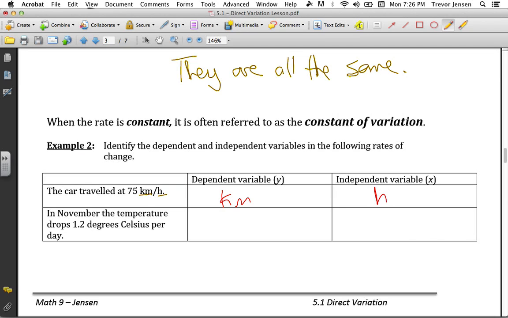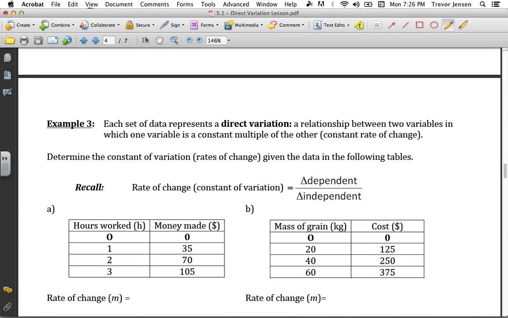In November, the temperature drops 1.2 degrees Celsius per day. Once again, we've got two variables, degrees Celsius and days. Days is a unit of time, and like I've told you, time is always going to be your independent variable. So days. And our other variable, degrees Celsius, is our dependent variable. So the temperature depends on what day it is. Degrees Celsius depends upon the day.